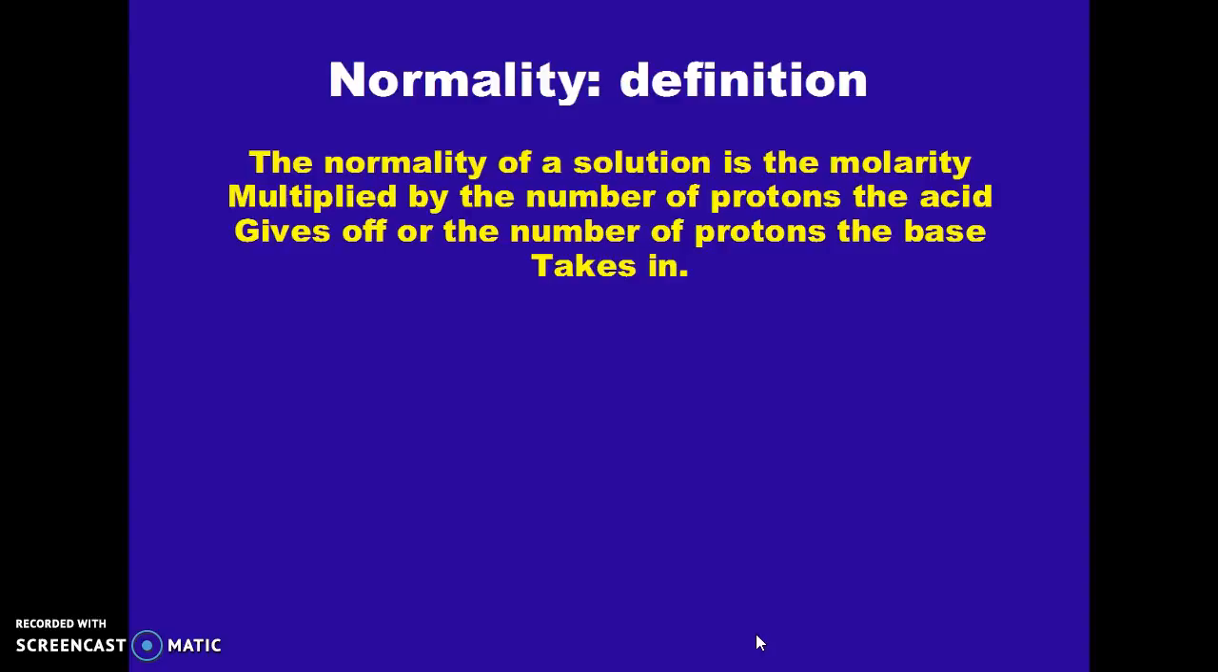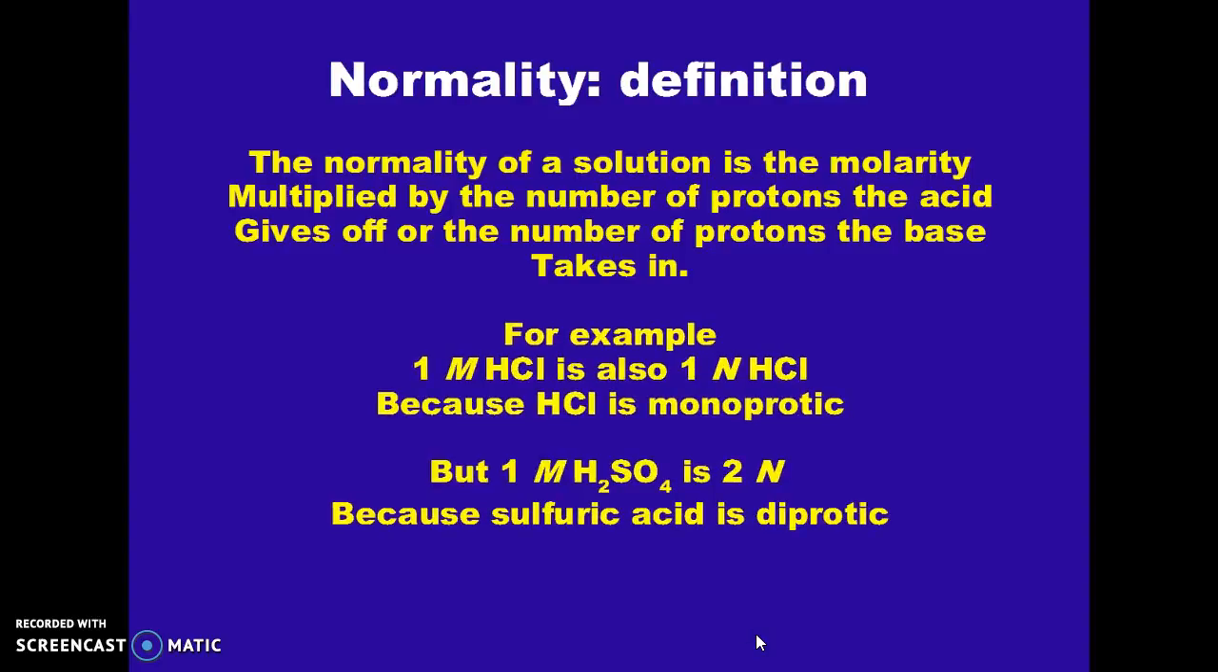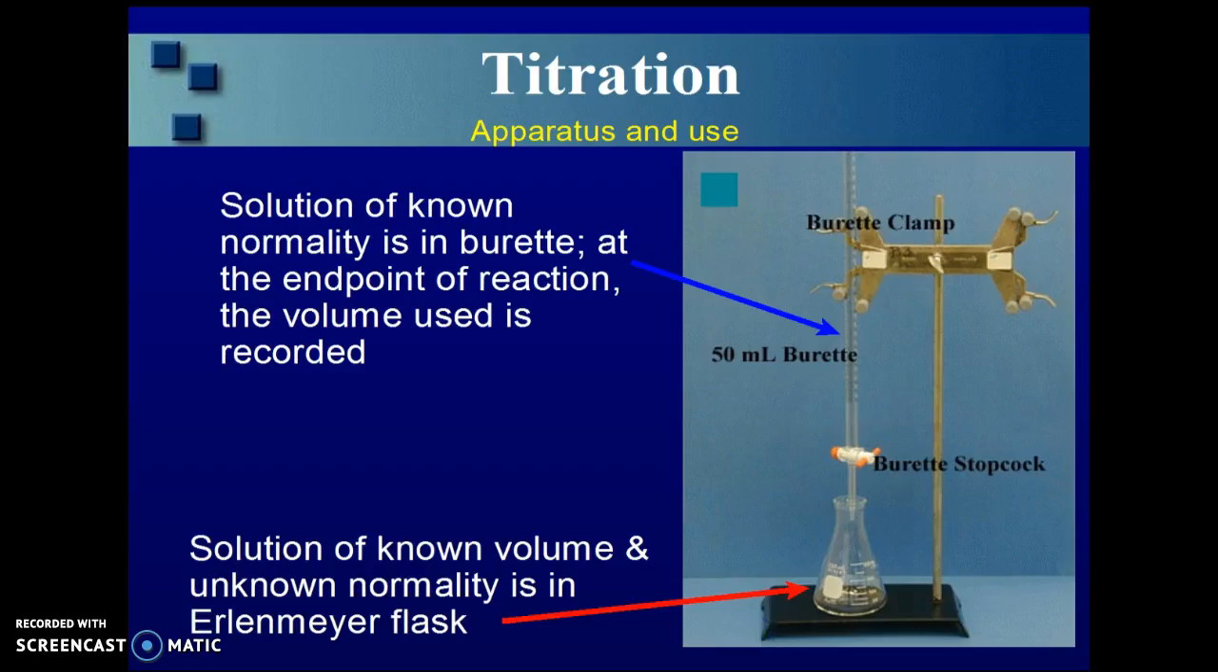The normality of a solution is the molarity multiplied by the number of protons the acid gives off, or the number of protons the base takes in. For example, 1 molar hydrochloric acid is also 1 normal hydrochloric acid because hydrochloric acid is monoprotic. But 1 molar sulfuric acid is 2 normal because each mole of sulfuric acid gives off 2 moles of protons.